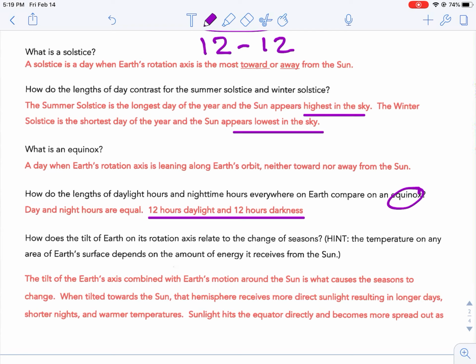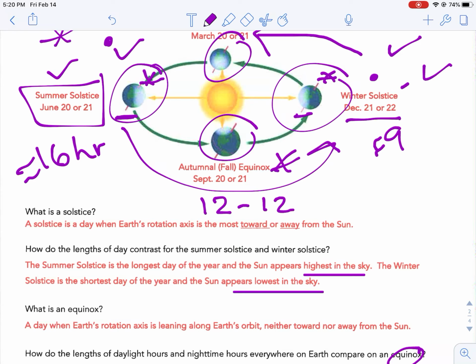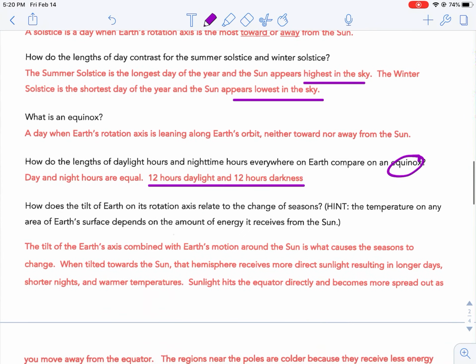How does the tilt of Earth on its rotation axis relate to the change of seasons? Well, that tilt here, that is absolutely the reason for the season. If we did not have a tilt of our axis as we went on our revolution around the sun, we would have the same season year round. So the tilt of the Earth's axis and the revolution around the sun is what causes the seasons to change.